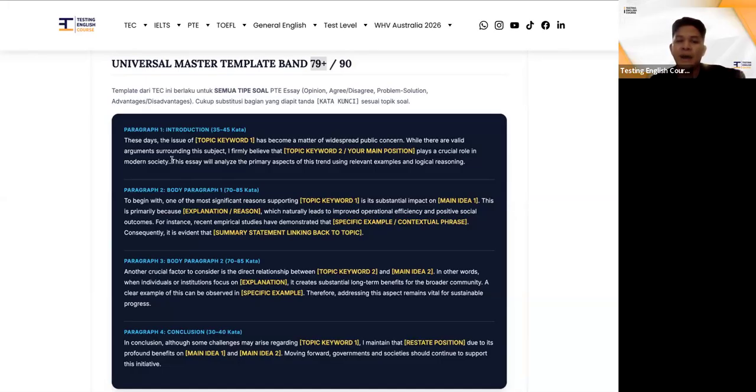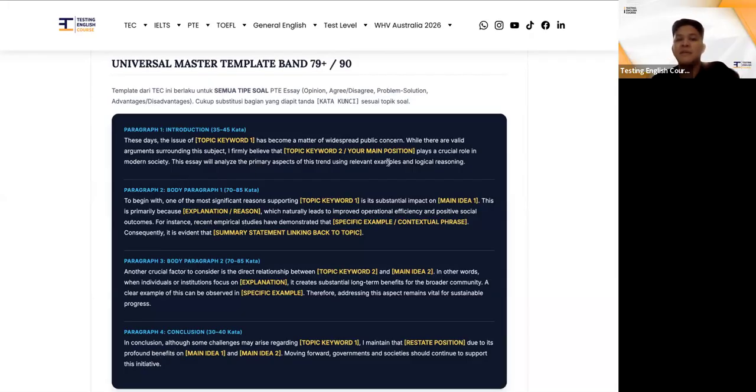But make sure you also have the thesis statement. I would go with my explanation after this one. This statement is how your thesis can guide the whole paragraphs below your thesis statement. So this essay will analyze the primary aspects of this trend using relevant examples and logical reasoning. And you can also say this essay will analyze two primary aspects. The first aspect, the second aspect, then conclusions.